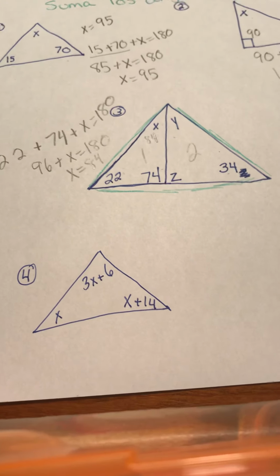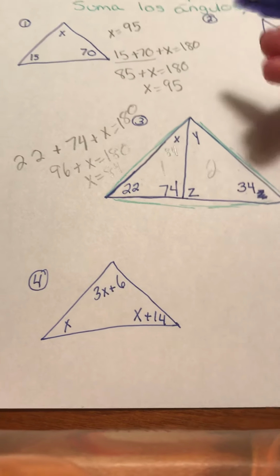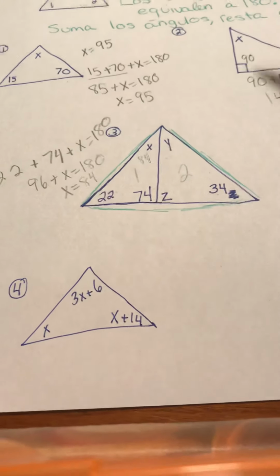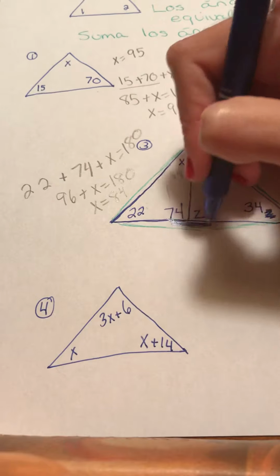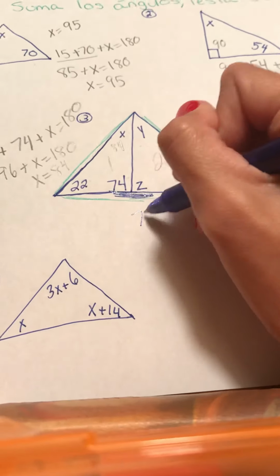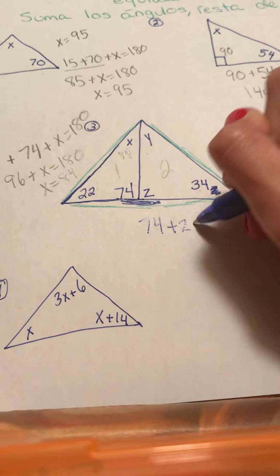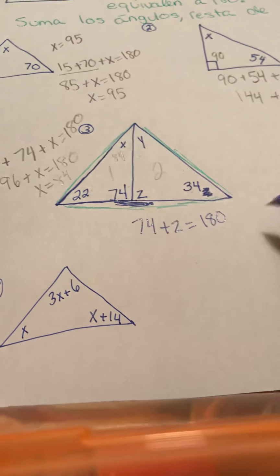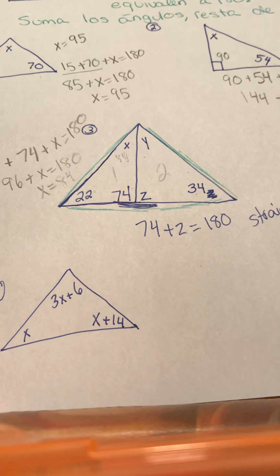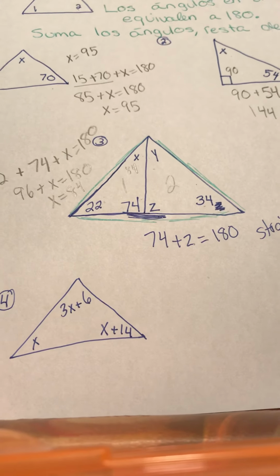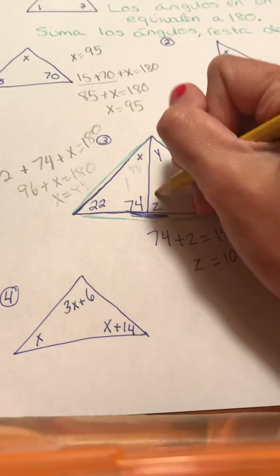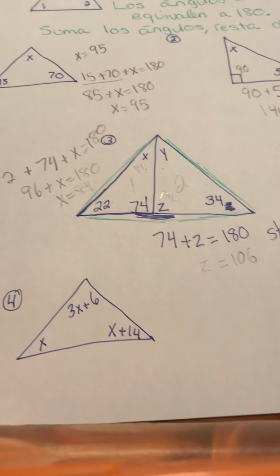From here, you have a couple options. You could look at the whole triangle. I think that's the more difficult of the two choices. Here you have a straight line, and hopefully you remember that a straight line equals 180. So 74 plus z is equal to 180 because of a straight line. When you subtract 74 on both sides, you get 106. So this angle here would be 106.